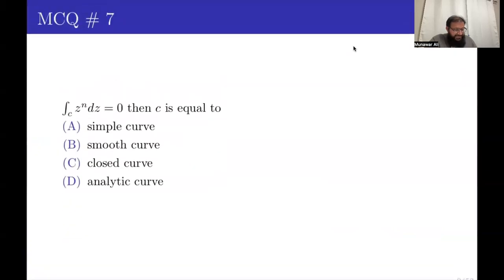So next question is MCQ number 7. The thing is that this problem doesn't make sense to me, but okay, the first thing that we have to see is what is n. If n is a natural number, then it is somehow good. We can deal with this question.